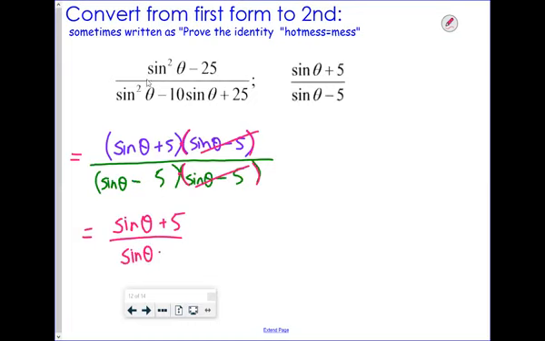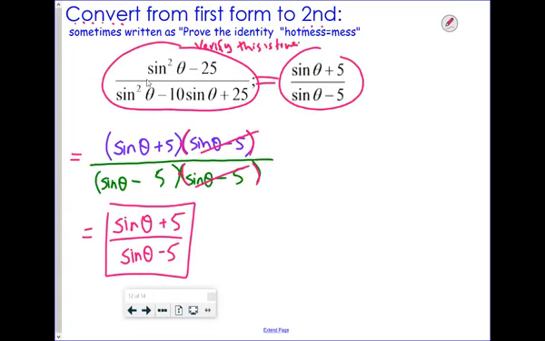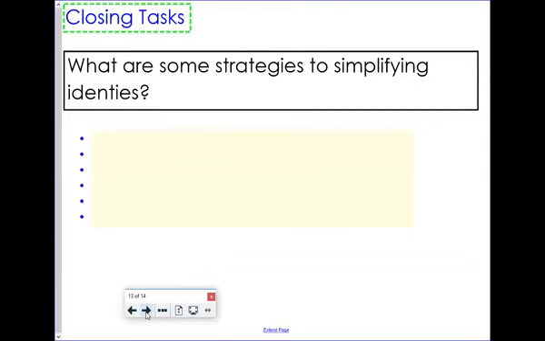These type of questions are easier than when it just says simplify. If it just says simplify, sometimes you don't know where to stop. But this was easier. It said convert from the first form, that's this one, to the second form, this one. These questions are sometimes written as show that this first identity equals. Sometimes they'll say prove the identity, or they'll say verify this is true. Many different ways these questions can be asked. Moving on, we're almost done. Aha, in fact, we are done.